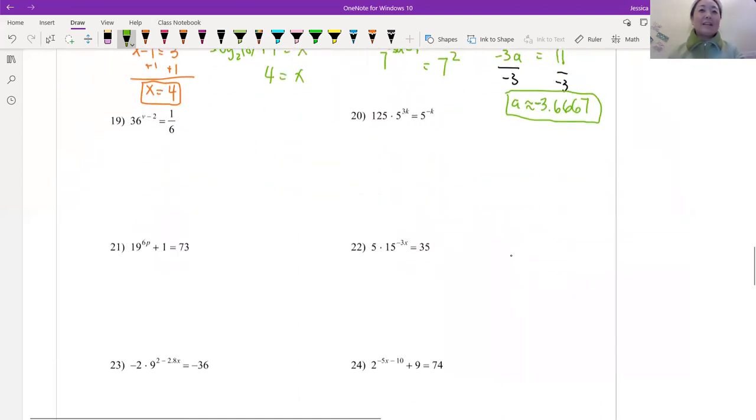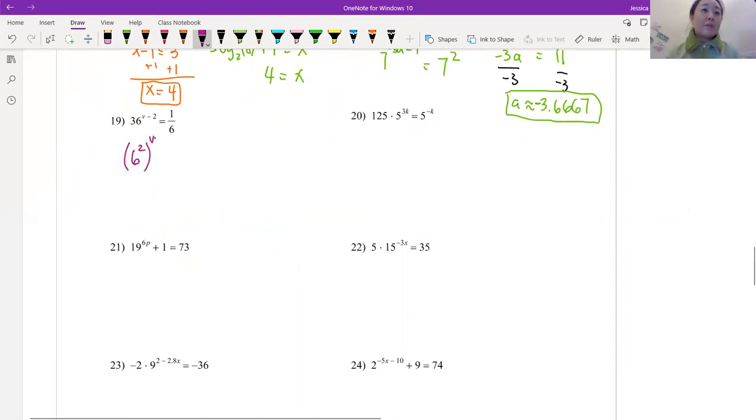All right, a couple more problems to go. 6 more to be exact. All right, we're almost there. All right, so again, we're going to be practicing this again. So notice that the 6, I can change this 36 to 6 squared.